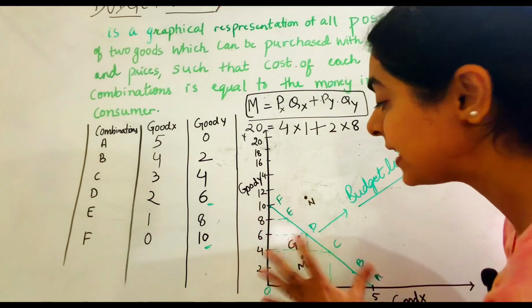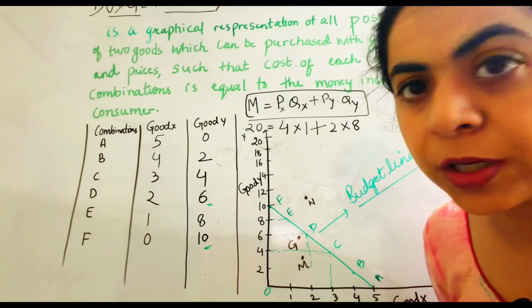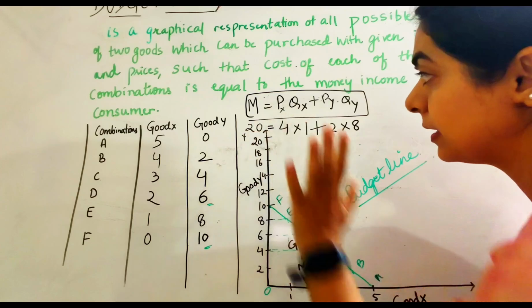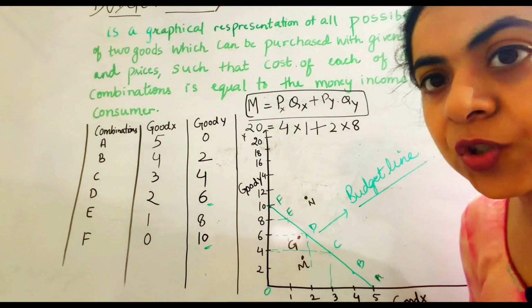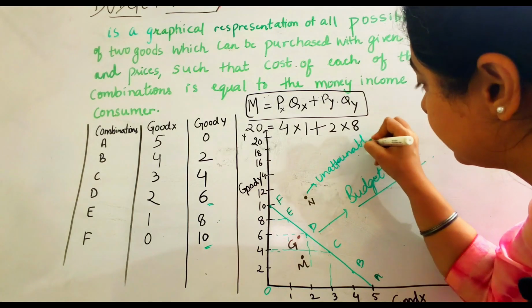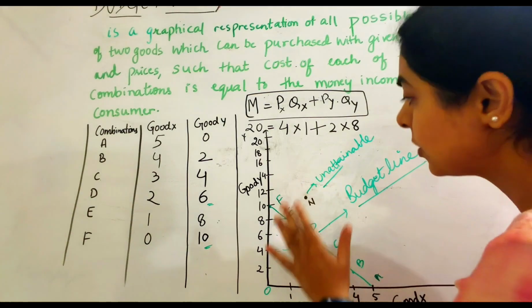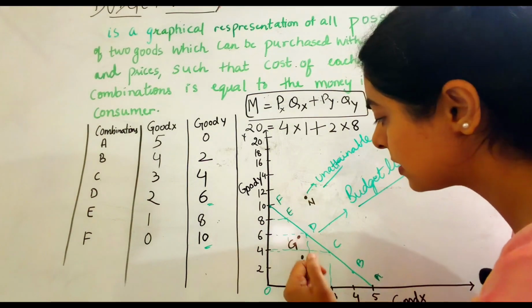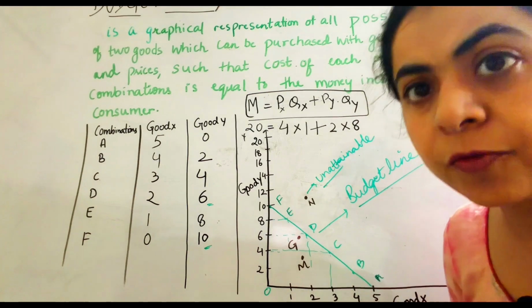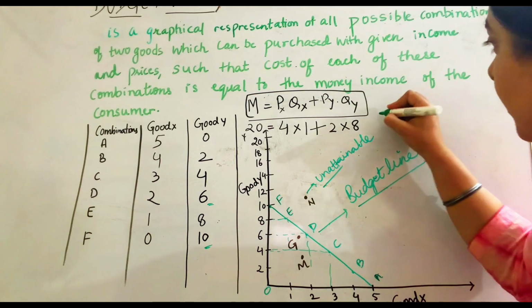Similarly, any combination which lies inside the budget line, like combination M and G, they are affordable for the consumer. In fact, these two combinations cost less than the consumer's income, less than 20. And this combination N, which lies outside, is unattainable for the consumer. With this given income, the consumer cannot reach point N, but all other combinations including M, G, F, E, D, C, B and A, they are affordable for him within his income. So all these combinations which are affordable for him are a part of budget set.